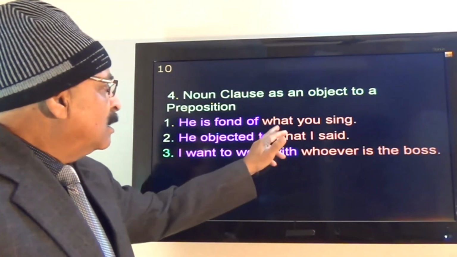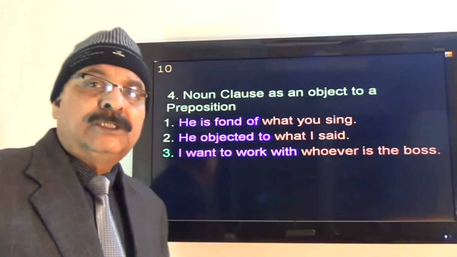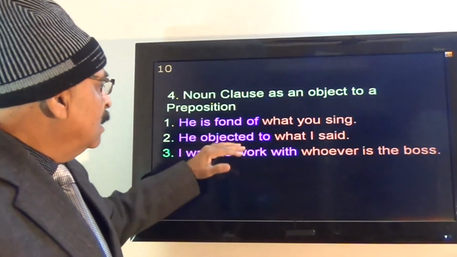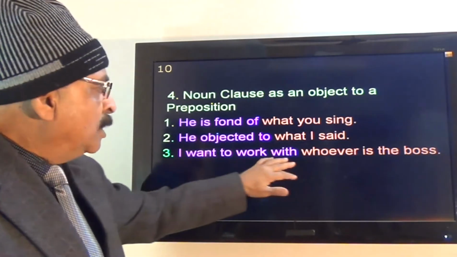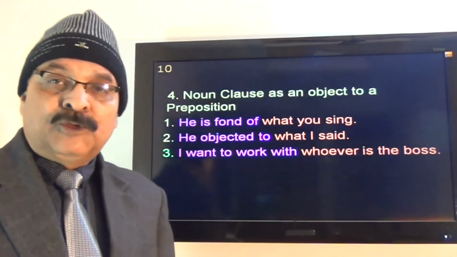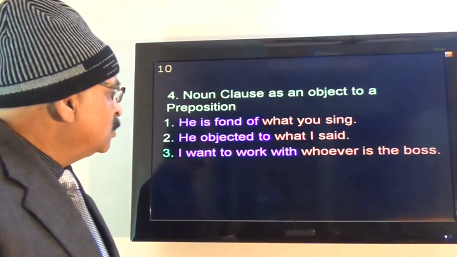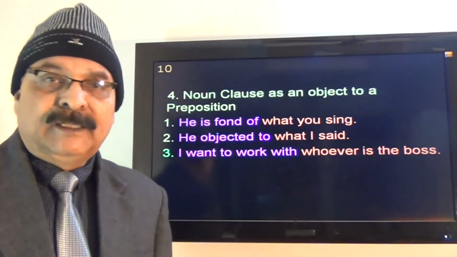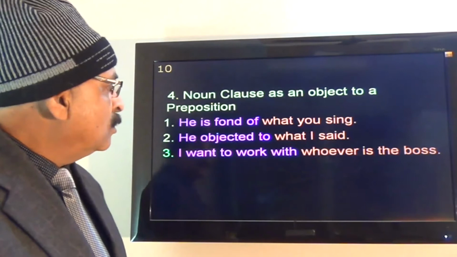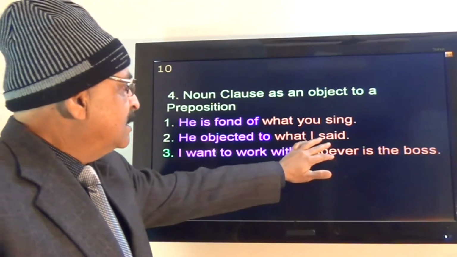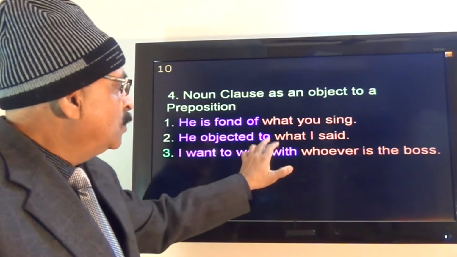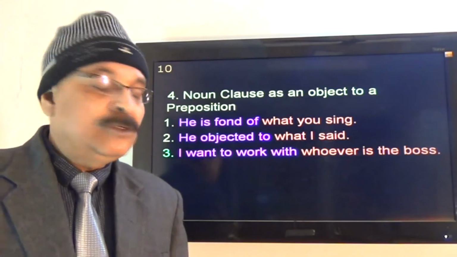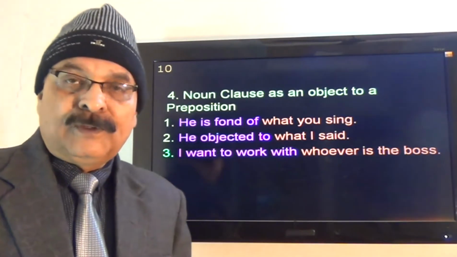You will find a preposition in front of the conjunction of the subordinate clause. What you sing, he is fond of something, he objected to something, I want to work with someone. Sometimes you will have to put someone also. I want to work with someone. Who is someone? Whoever is the boss, right? So this is a subordinate noun clause, object of "with", and this is also a noun clause, object to a preposition, and "what you sing" is also a subordinate noun clause, object of preposition "of".